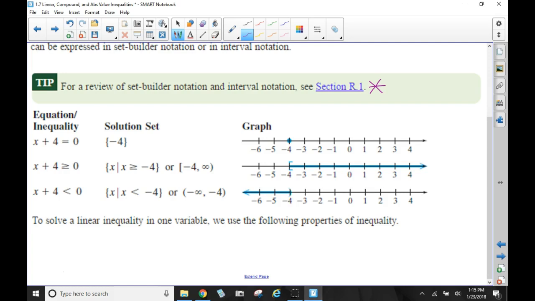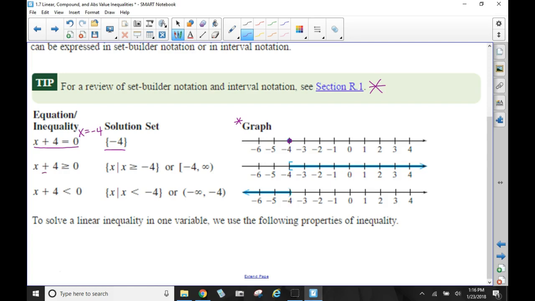First of all, we have the equation x plus 4 equals 0. To solve that equation, you would subtract 4 from both sides, and so you would get x is equal to negative 4. To write that in the solution set, there's one element, negative 4, in the solution set. And if you were going to graph the solution set, it would consist of just a single dot at negative 4. Those are equations.